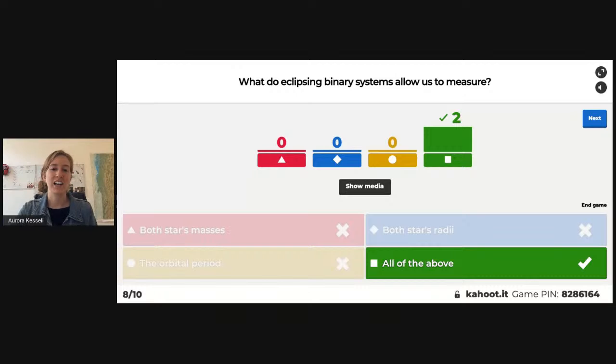Eclipsing binaries, you can measure both stars' radii because they're eclipsing. So we see the transits, and transits allow us to measure radii. And we can measure both stars' masses because we can get the radial velocity of both stars. And the orbital period you can actually get with both the transits and with the radial velocities. So you can measure all of the above.